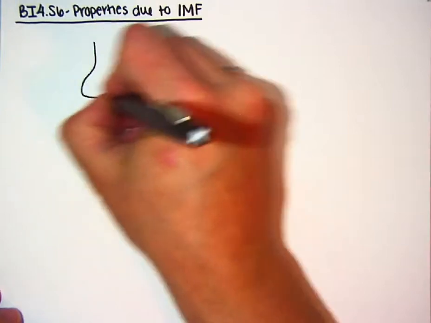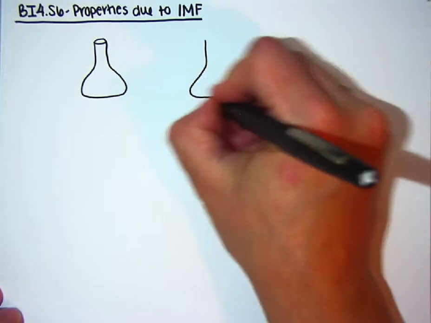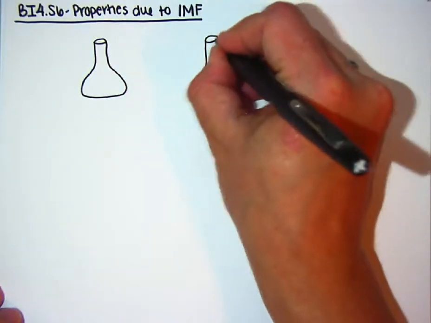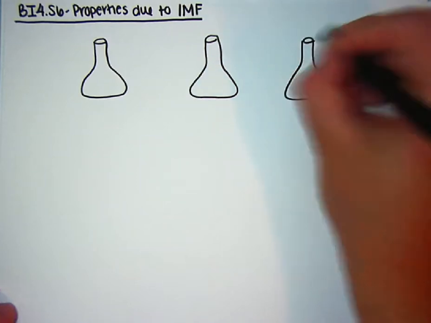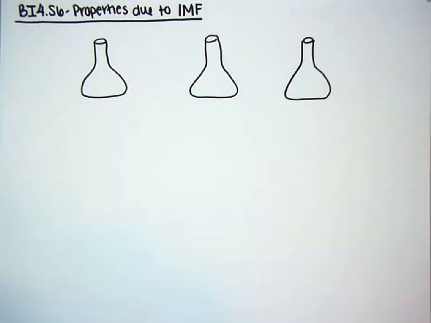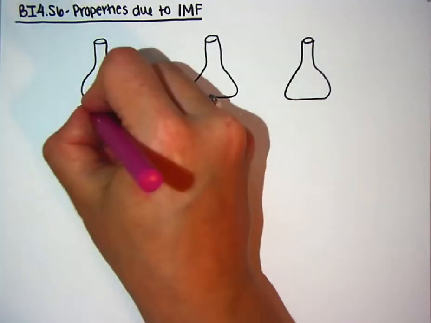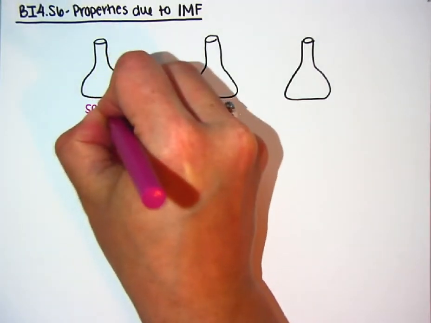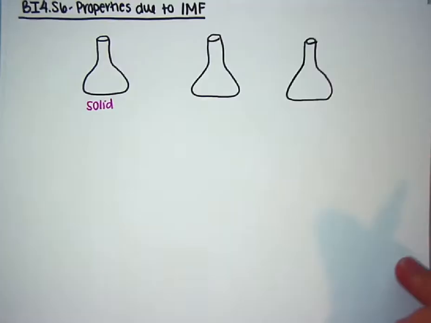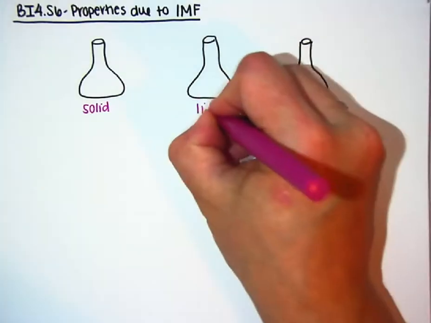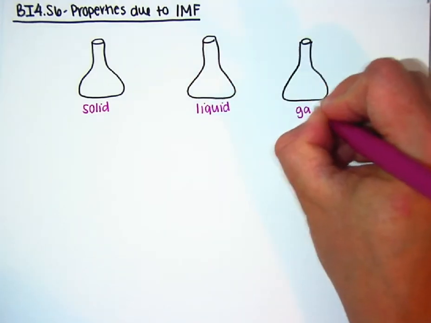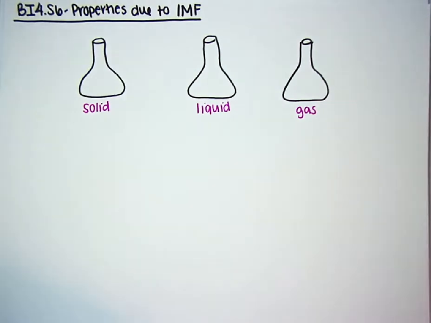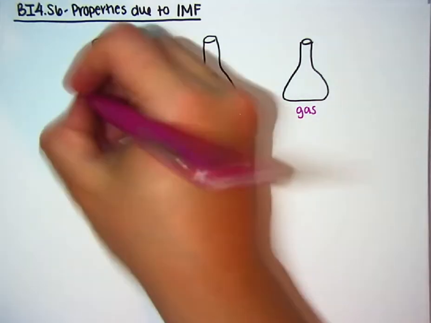So let's say I had a few Erlenmeyer flasks. And in the first one, I had a solid. Let's say it was water, so the water was frozen, like ice cubes. And then we had a flask of liquid water, and then we boiled it into a gas. So what we have to know for intermolecular forces is they hold the molecules together.